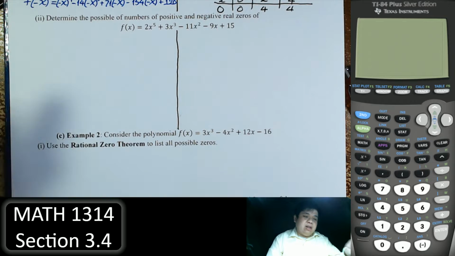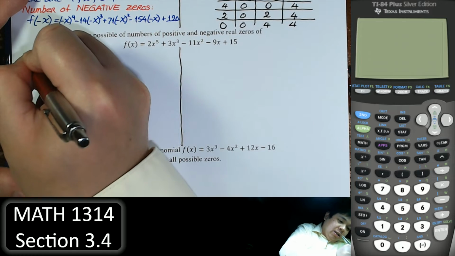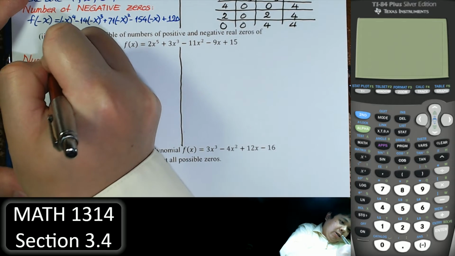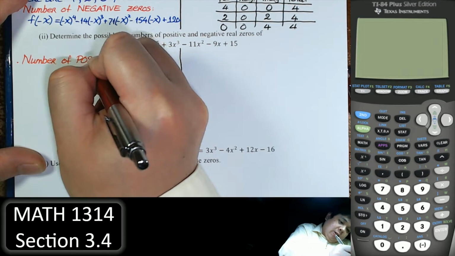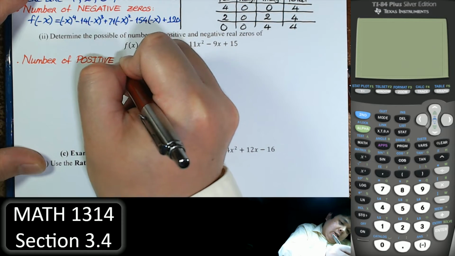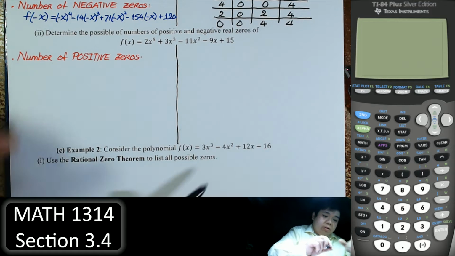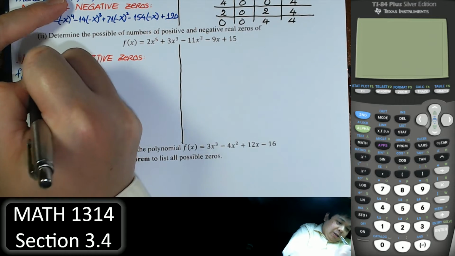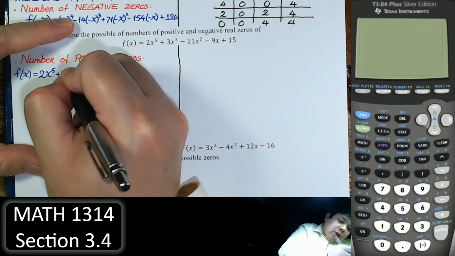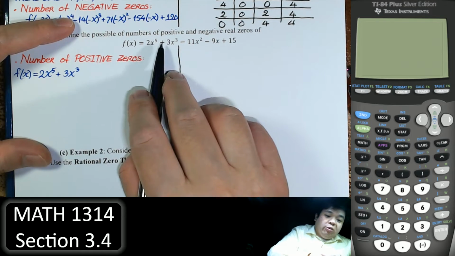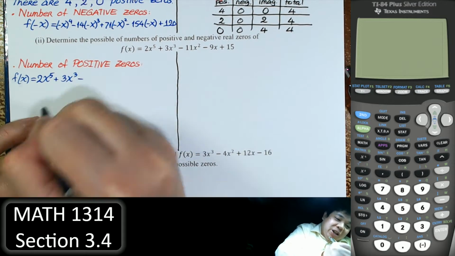Let's look at the next one here. First we go with the number of positive zeros. I'm just going to copy the polynomial: 2x to the 5th plus 3x cubed. As you see, we do not have x to the 4th here, which is perfectly fine. We're not dividing them, so we don't need all the terms.